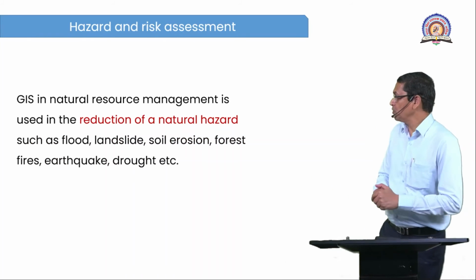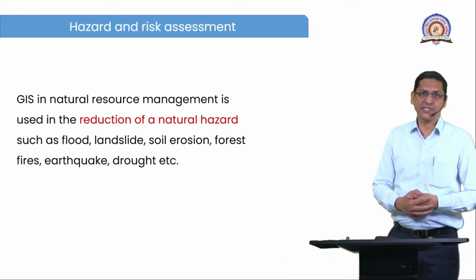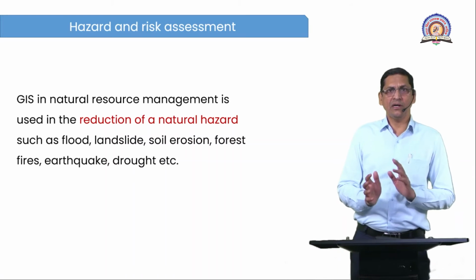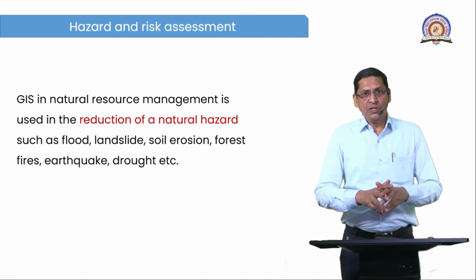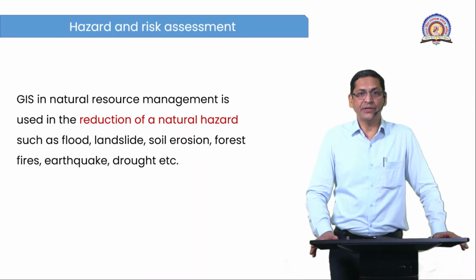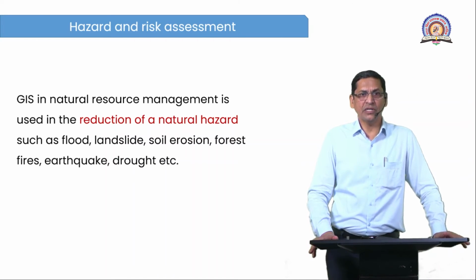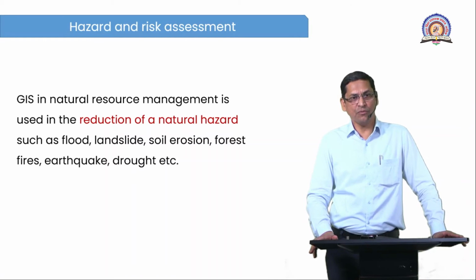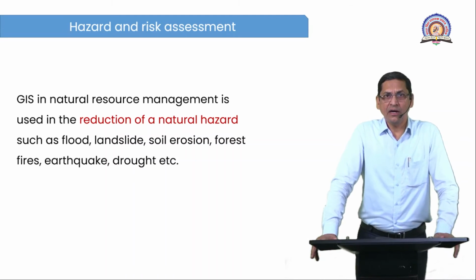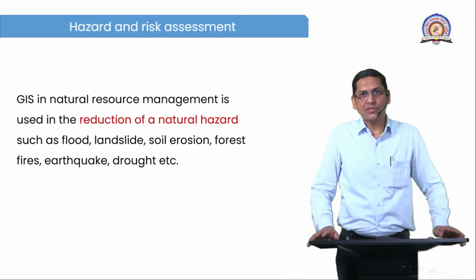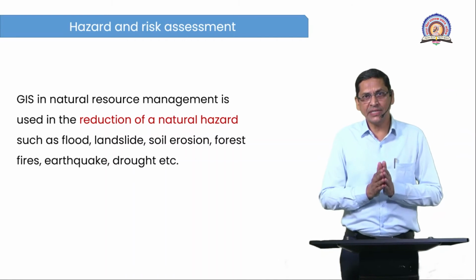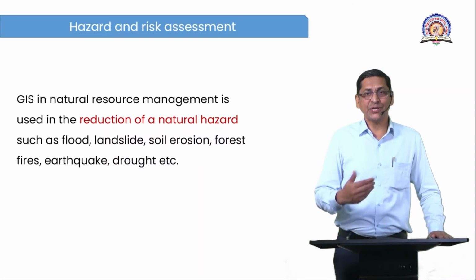Then GIS is also used for hazard and risk assessment. So natural disasters and natural hazards are almost the same. GIS in natural resource management is used in the reduction of natural hazards such as flood, landslide, soil erosion, forest fires, earthquakes, and droughts.